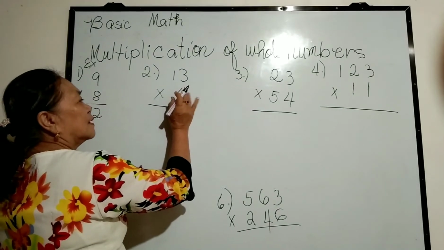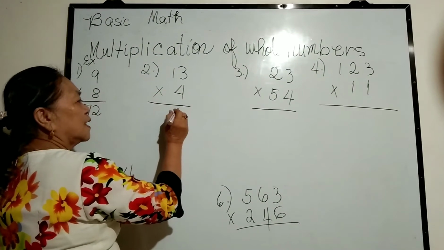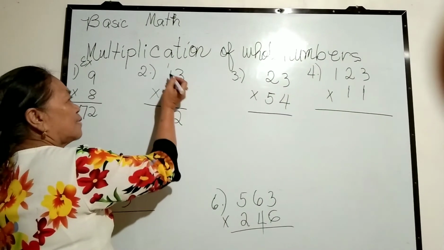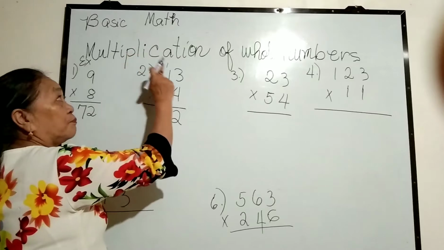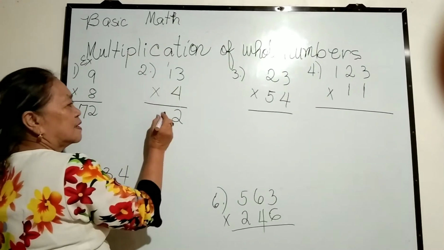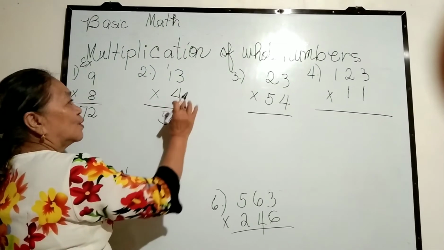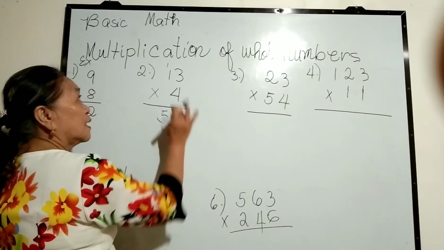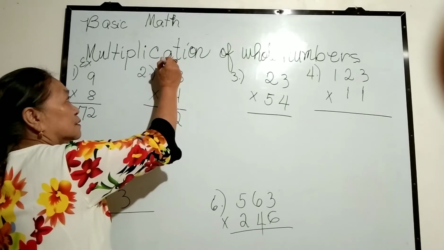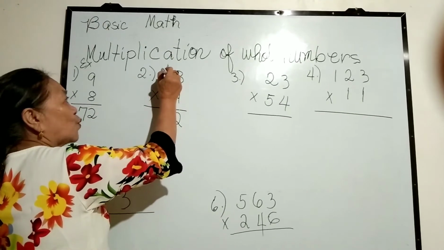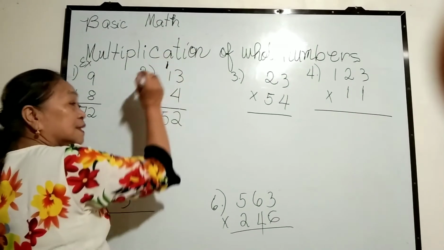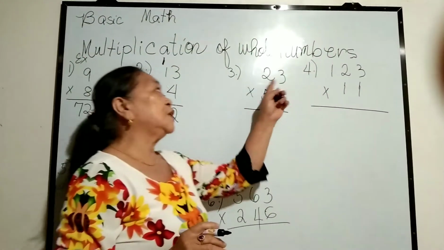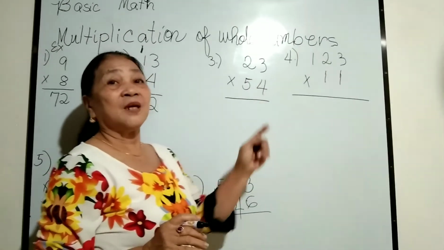Then we have 3 times 4 is 12. Carry 1. So 4 times 1 is 4. Plus 1 is 5. Again, 4 times 3 is 12. The 2 is written here, 1 is to be carried. So we have 4 times 1 is 4, plus 1 is 5. This is the answer. Here we have 2 digits multiplied by 2 digits.